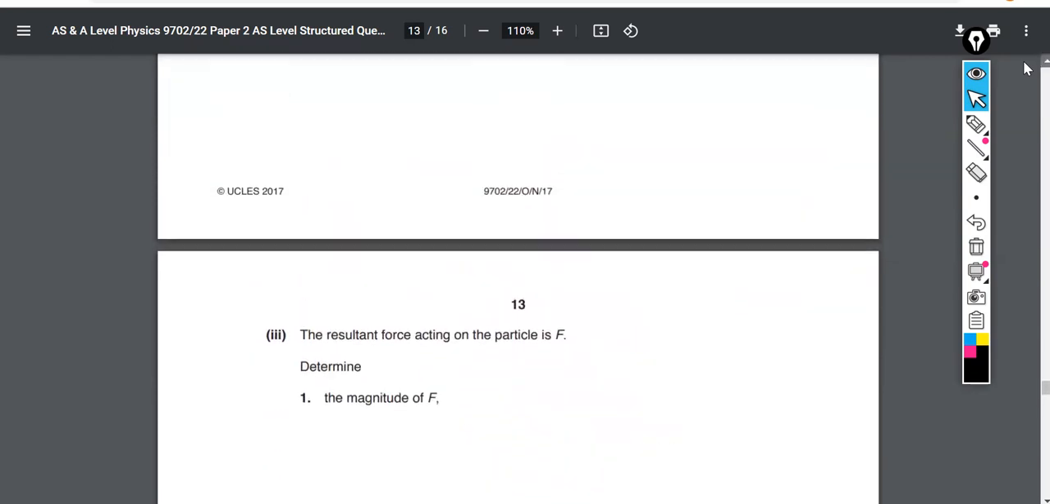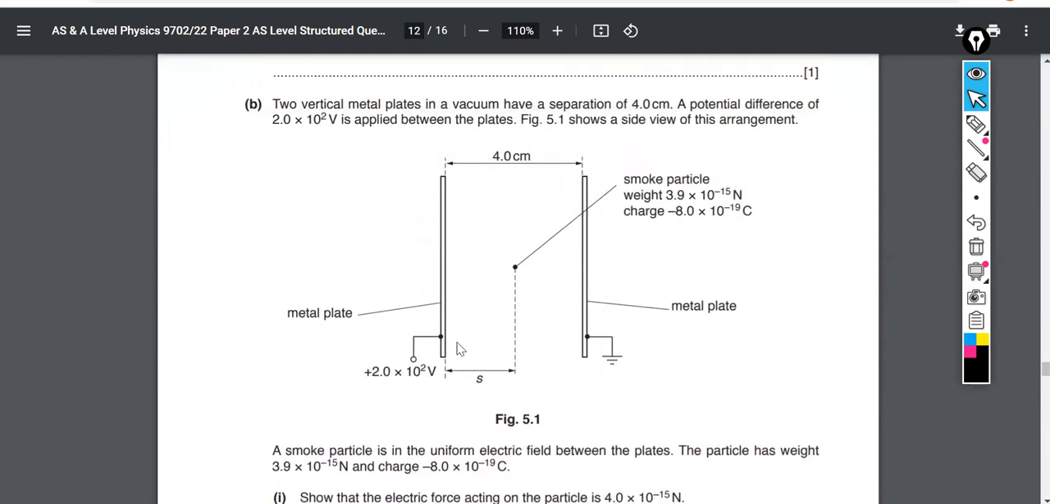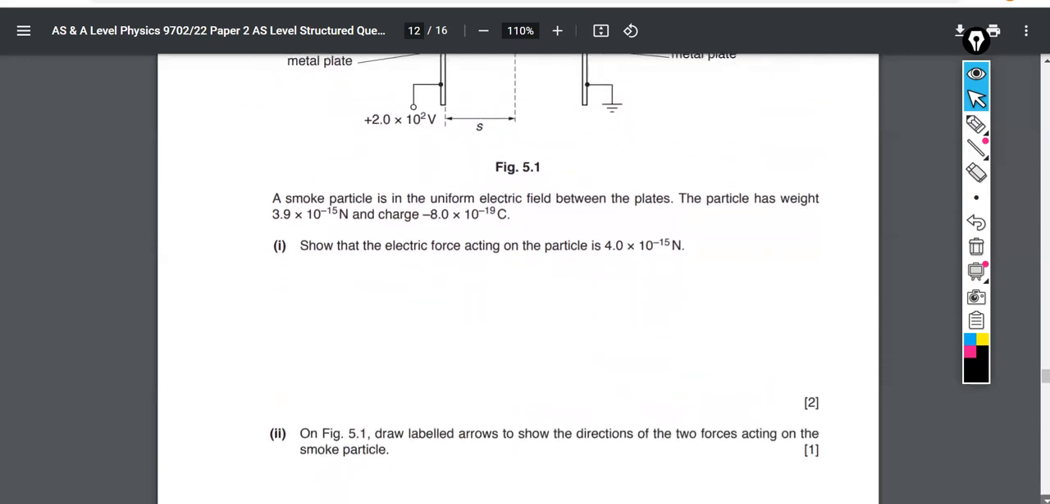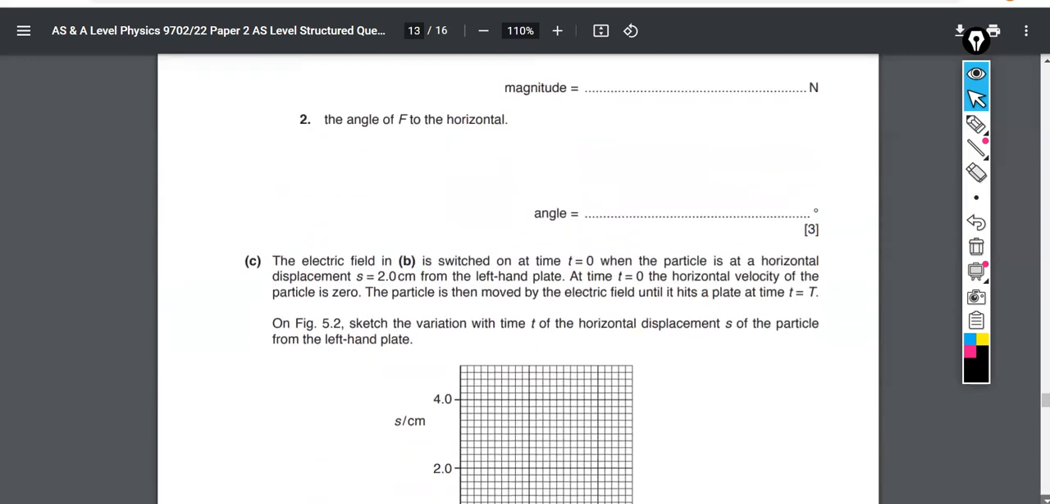It tells us it's initially at a horizontal displacement of 2 centimeters from the left-hand plate. So the whole field is 4 centimeters between the two metal plates. It's starting halfway. The only thing that we have to show is the horizontal displacement, how it varies with time. In a uniform electric field, this particle is going to experience uniform acceleration. So we have to remember, what does a displacement time graph look like when we have acceleration?